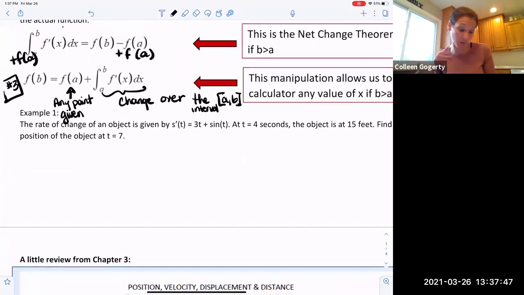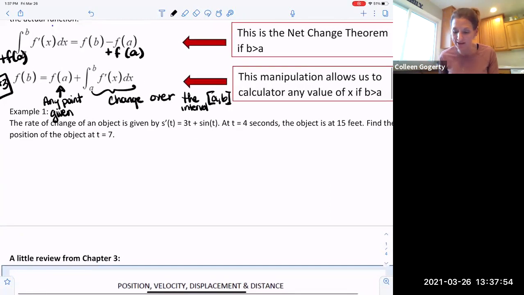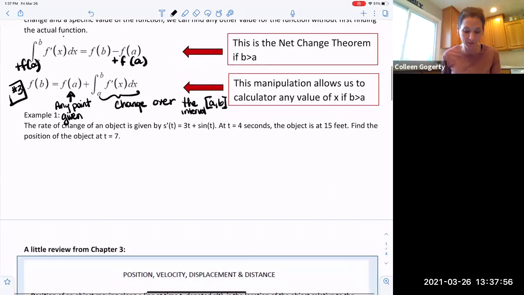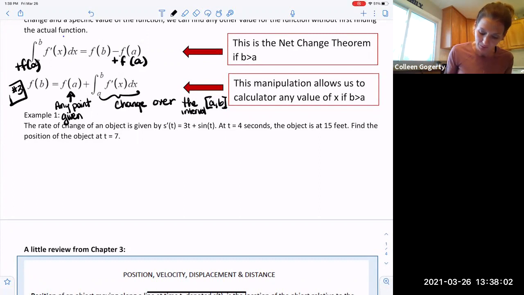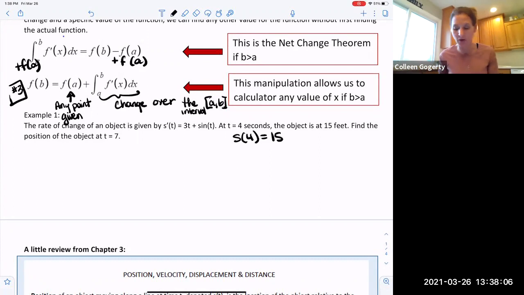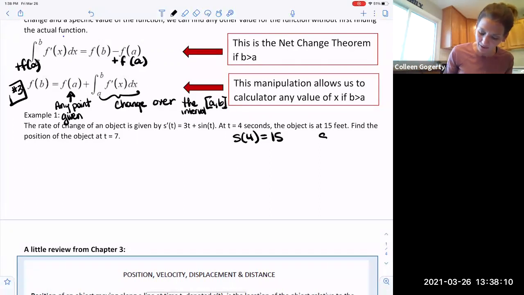The rate of change of an object is given by s prime of t is equal to 3t plus sine of t. At t equals 4 seconds, the object is at 15 feet. Find the position of the function at t equals 7 seconds. So what have we been given? We've been told basically that s sub 4 is 15, right? So the position at 4 seconds is 15 feet. And they're asking us at a time of 7 seconds, what's the position?